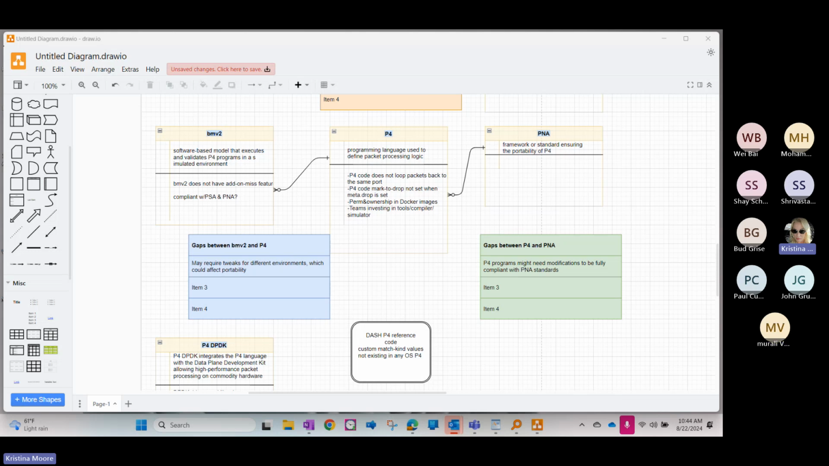If you have a pointer to someone who is a lead on PNA, I could go talk to them. I'm familiar with P4, Mario and Andy and those guys, but the PNA community I'm not super familiar with. Are any of you? If not, I can research it myself. And even if we added PNA compliance to BMV2, is that enough? Is that what we need?